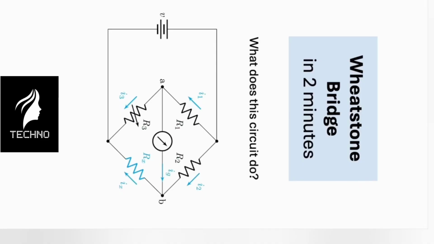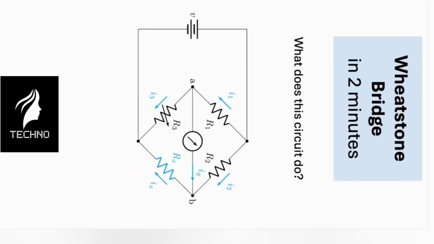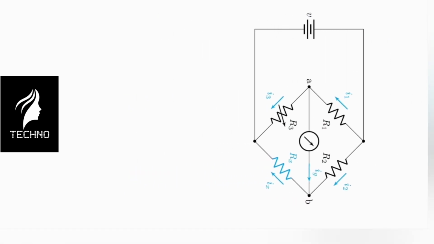Wheatstone Bridge, explained in 2 minutes. The Wheatstone Bridge is used in a number of applications, but perhaps the most famous one is resistance measurement. We have 4 resistors connected as shown. R3 is a variable resistor, and Rx is the resistor whose resistance is to be measured.